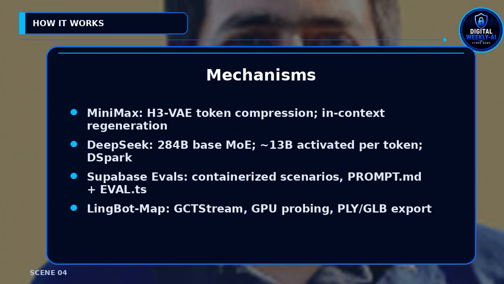DeepSeek V4 Flash is a mixture of experts model. The 284B base activates about 13 B parameters per token. Each MoE layer has one shared expert and 256 routed experts. 6 routed experts fire per token. The attention is a hybrid of compressed sparse attention and heavily compressed attention. DSpark speculative decoding creates a short draft, then finalizes to reduce latency.